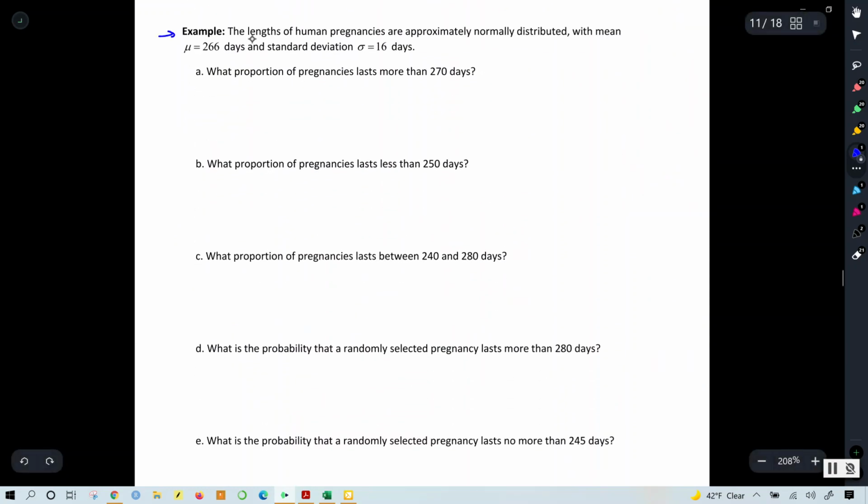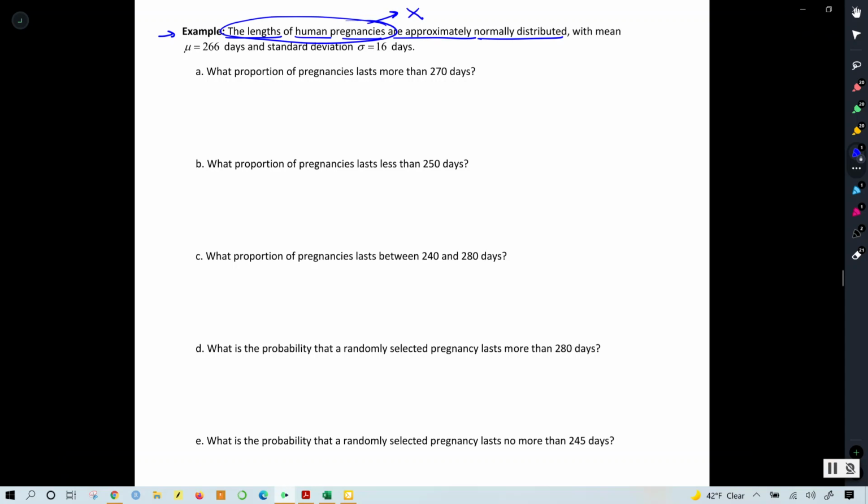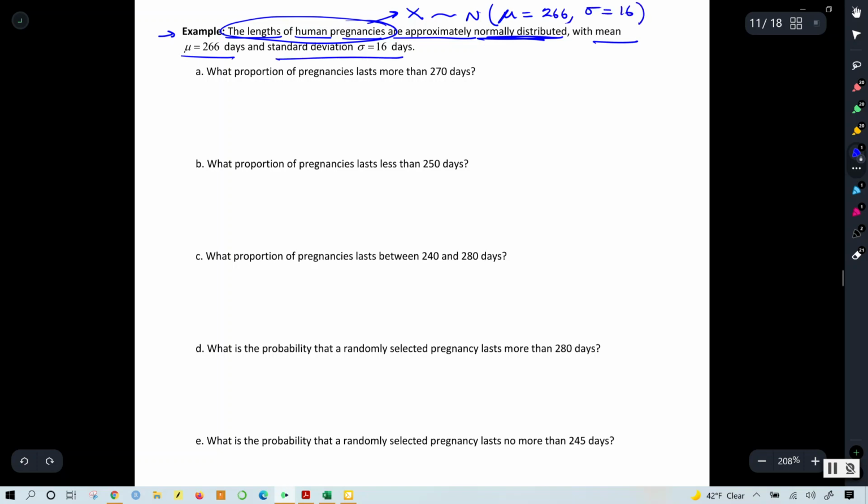In this example, we are told that the lengths of human pregnancies are approximately normally distributed. So the variable of interest here is the length of human pregnancies, which we would denote with the placeholder x. And we're told that it is normally distributed, so we're going to need the mean. The mean is 266 and the standard deviation is 16. Question A. What proportion of the pregnancies last more than 270 days?